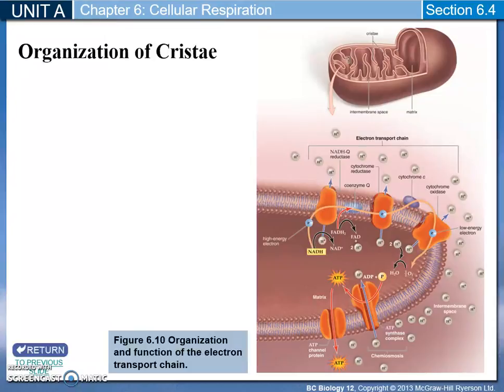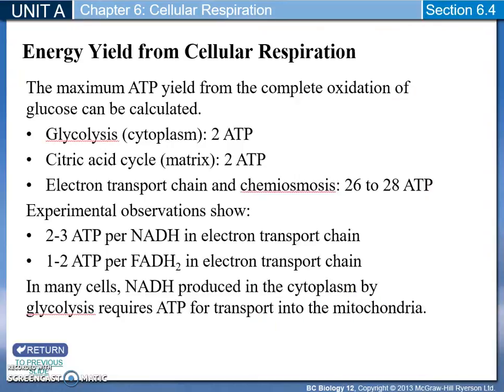So this is within the cristae of the mitochondria, and the intermembrane space is here, and you can see there's a higher concentration of hydrogen ions there. In order for the concentration to become restored, the hydrogen ions have to move through the ATP synthase complex, and when that takes place, ATP is produced because of that. So this is where we get our greatest energy yield, in this last phase.